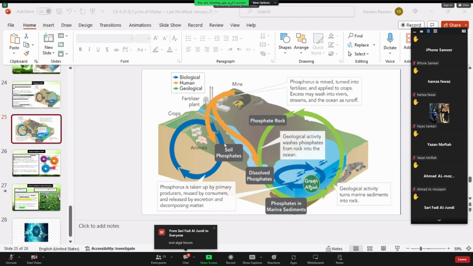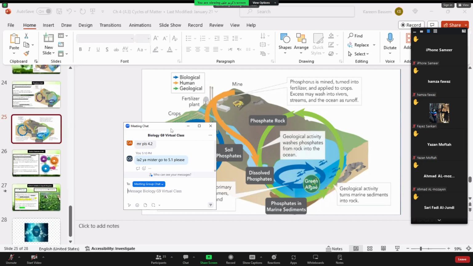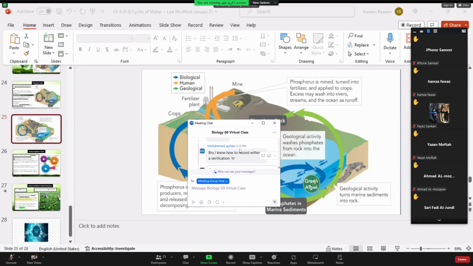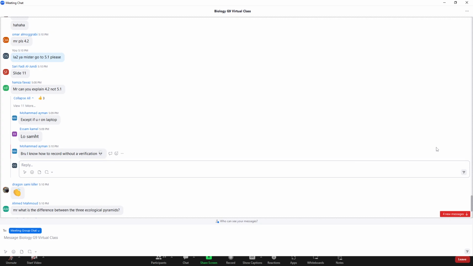Mister, please repeat the nutrient cycle, which is the whole lesson. Honestly, thank God for everything. Someone is asking me to repeat the whole lesson that I have repeated about 10 times since the beginning of the year. Okay guys, please start studying. If you have any questions, you can send me. This is an extra session, just a kind of support to be with you. I don't know why some people are laughing, but it's okay.